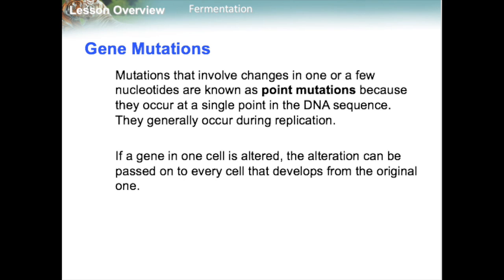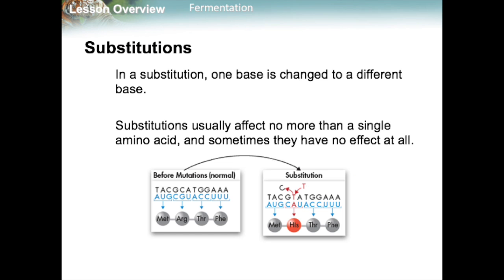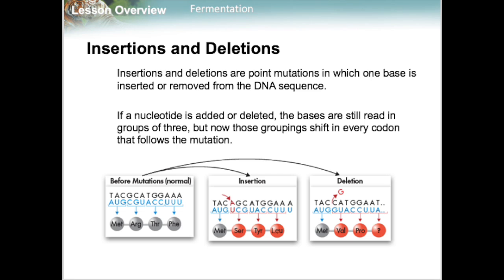So point mutations like this can include substitutions, insertions, and deletions. With substitution, it only changes one amino acid. It's one letter that changes, so it goes from C to T, and that changes this letter, which then changes the amino acid. With insertion, it shifts everything over. So you have this going here, the A and U both get inserted, and that shifts everything over. Now we have some kind of mess up.